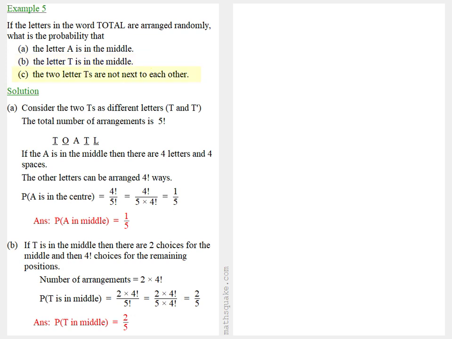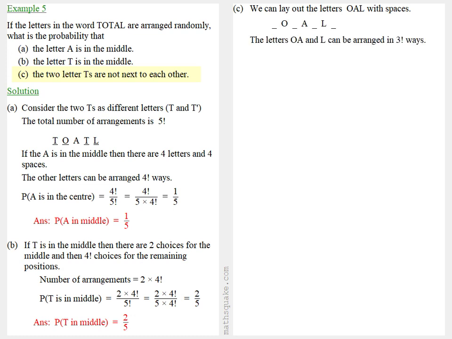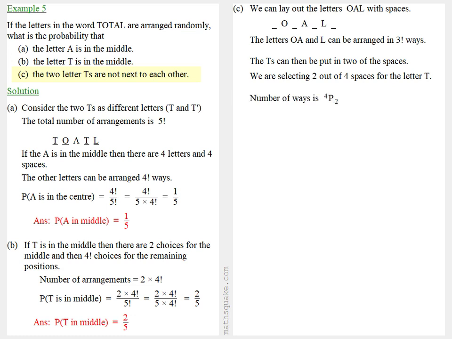In part C we're asked to find the probability that the 2 letter T's are not next to each other. Now we can lay out the letters O, A, L with spaces between them. Now the letters O, A and L can be rearranged in 3 factorial ways. The T's can then be put into 2 of the spaces. We are selecting 2 out of 4 spaces for the letter T. So the number of ways is 4P2, which is 4 factorial over 2 factorial, or 12.